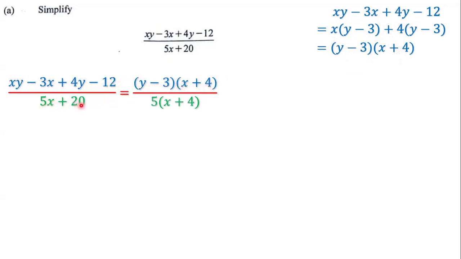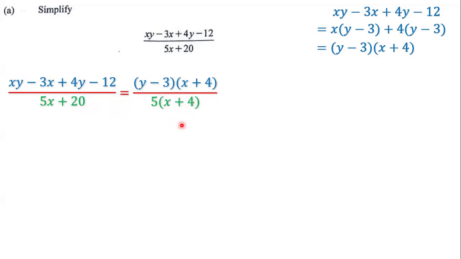And we factorize the denominator as well. 5 is a factor of 5x, and 5 is also a factor of 20, so we can factor out the 5. When we factor out the 5, we are left with x plus 4, because 5 times x is 5x, and 5 times 4 is 20.